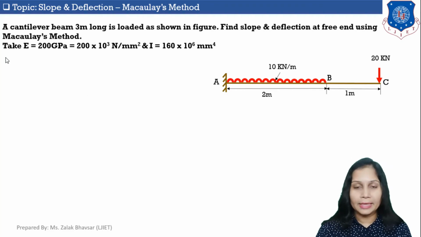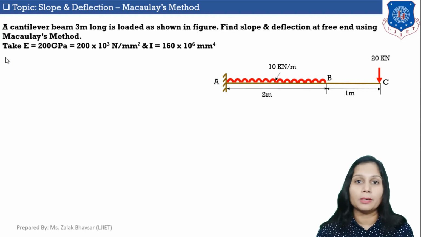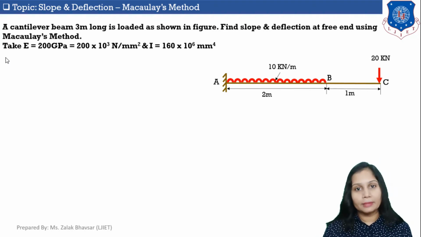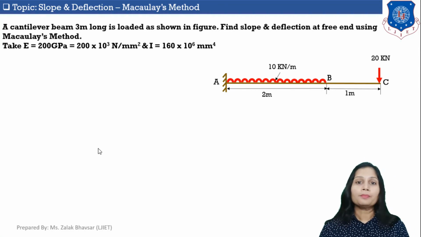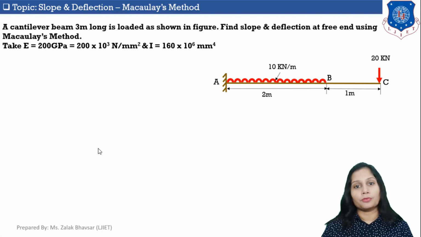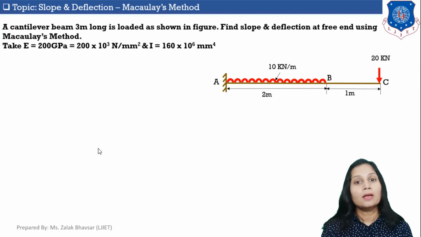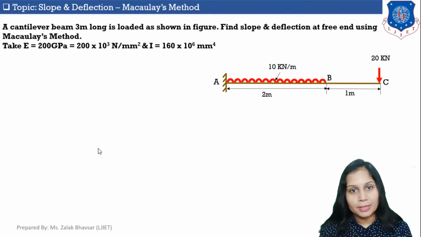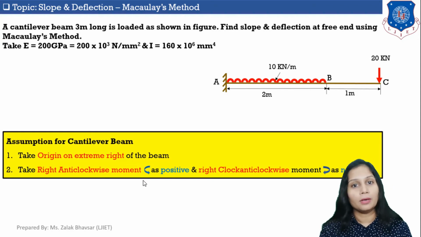Now given value of E, which is Young's modulus of elasticity, is 200 gigapascal, which is equal to 200 into 10 raised to 3 Newton per mm square. And value of I, which is moment of inertia, is equal to 160 into 10 raised to 6 mm raised to 4. Now, before calculating numerical, first of all, let us discuss two assumptions which are different than the assumptions that we considered for calculating slope and deflection in simply supported beam and overhanging beam. So, here are the two assumptions.